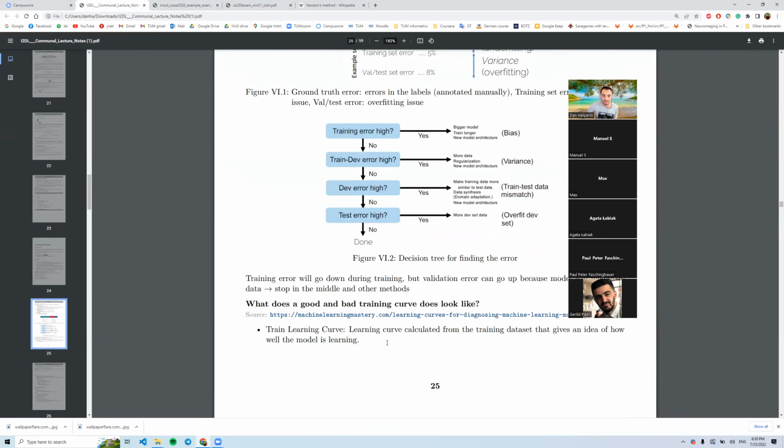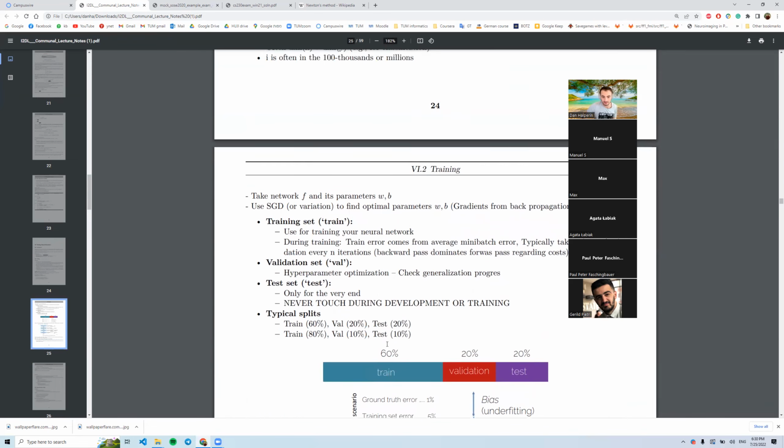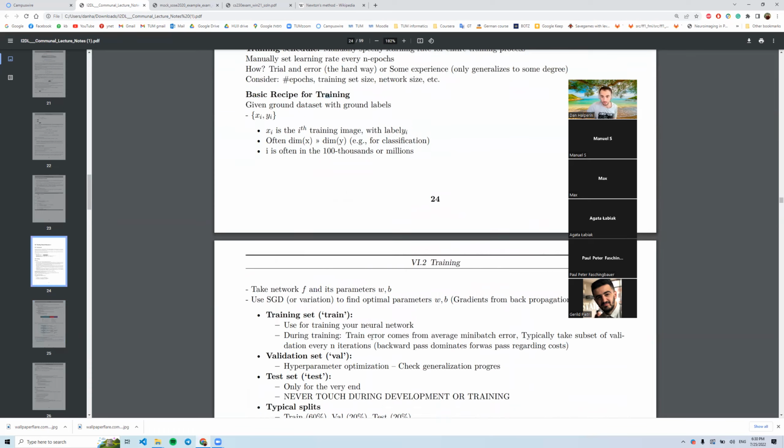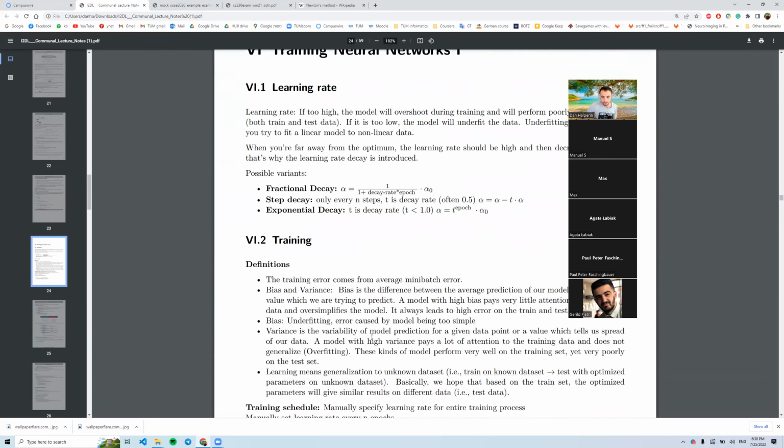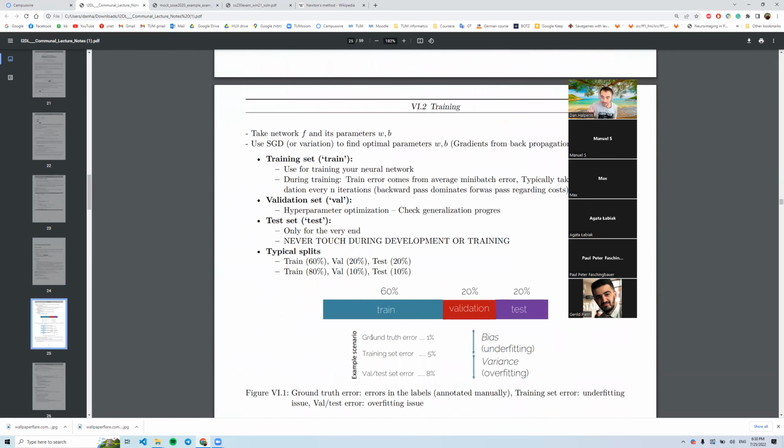Okay, but splits. Let's talk about splits. So what is the advantage? I want you to give me one advantage and one disadvantage of using this split.